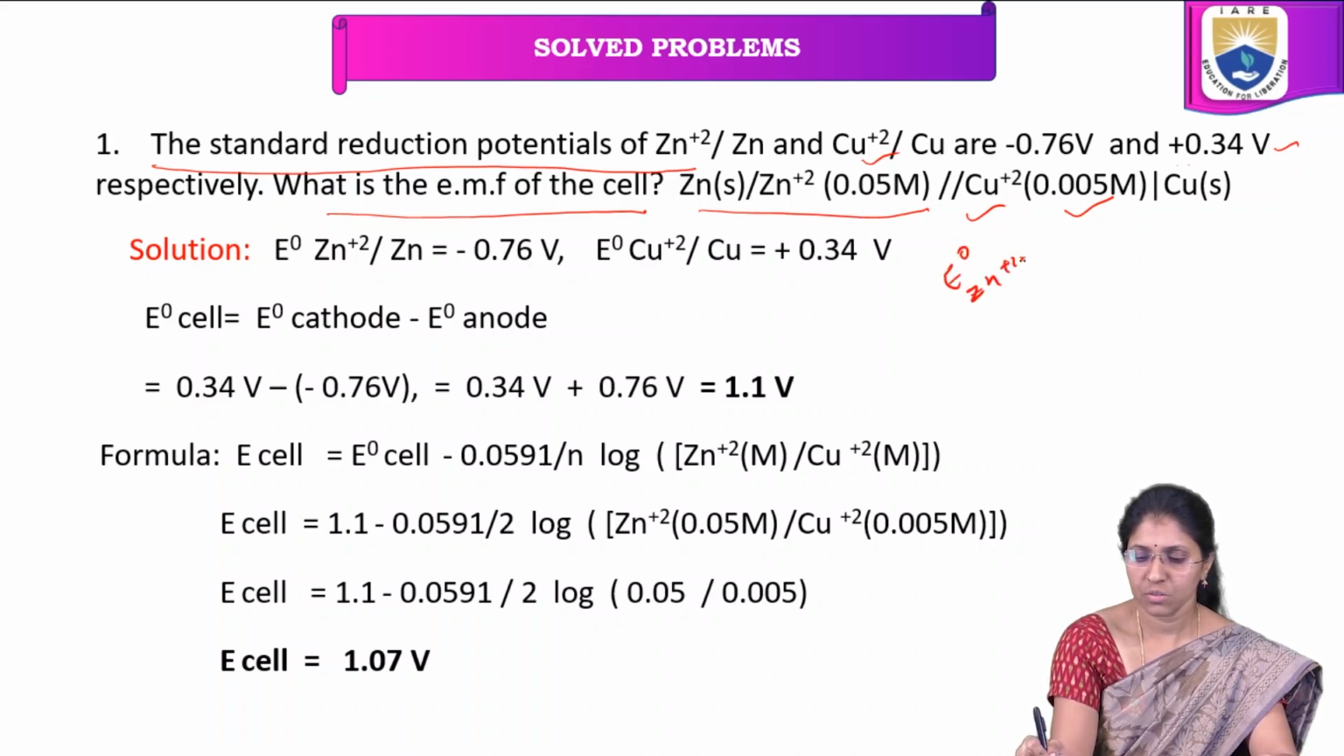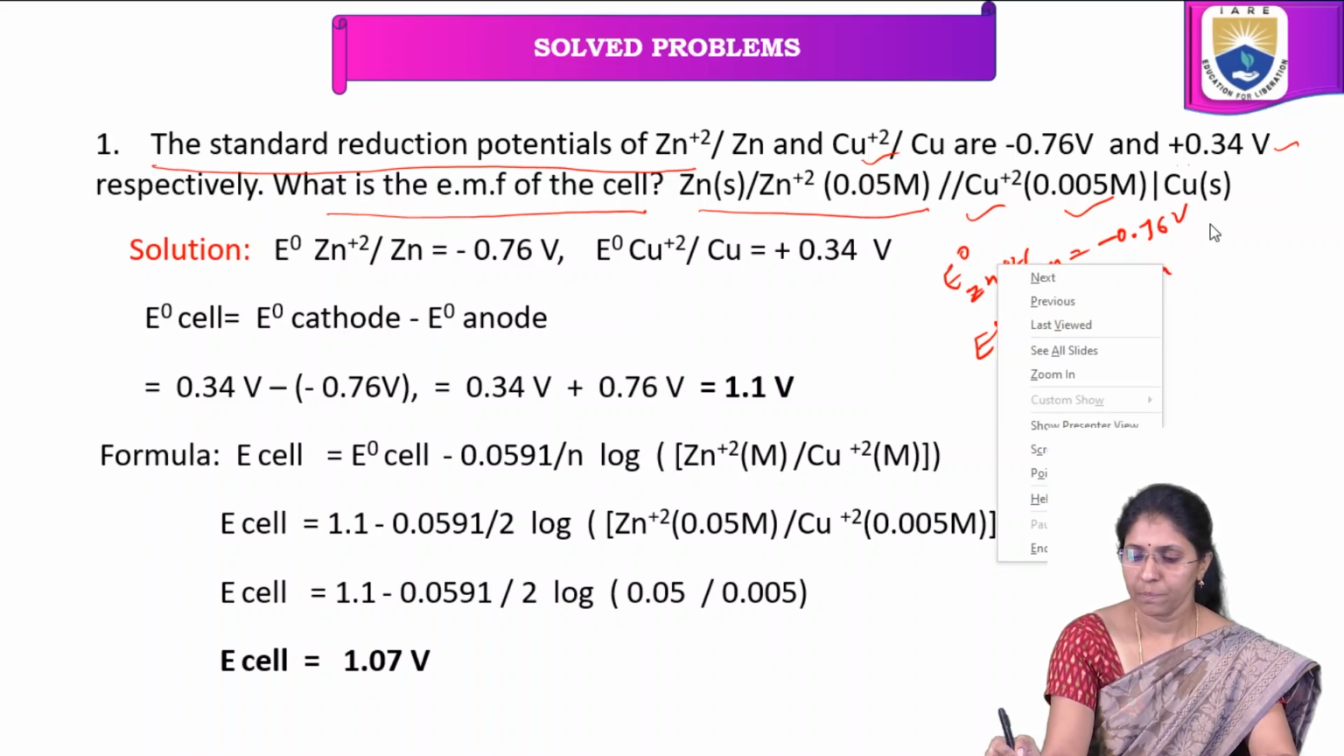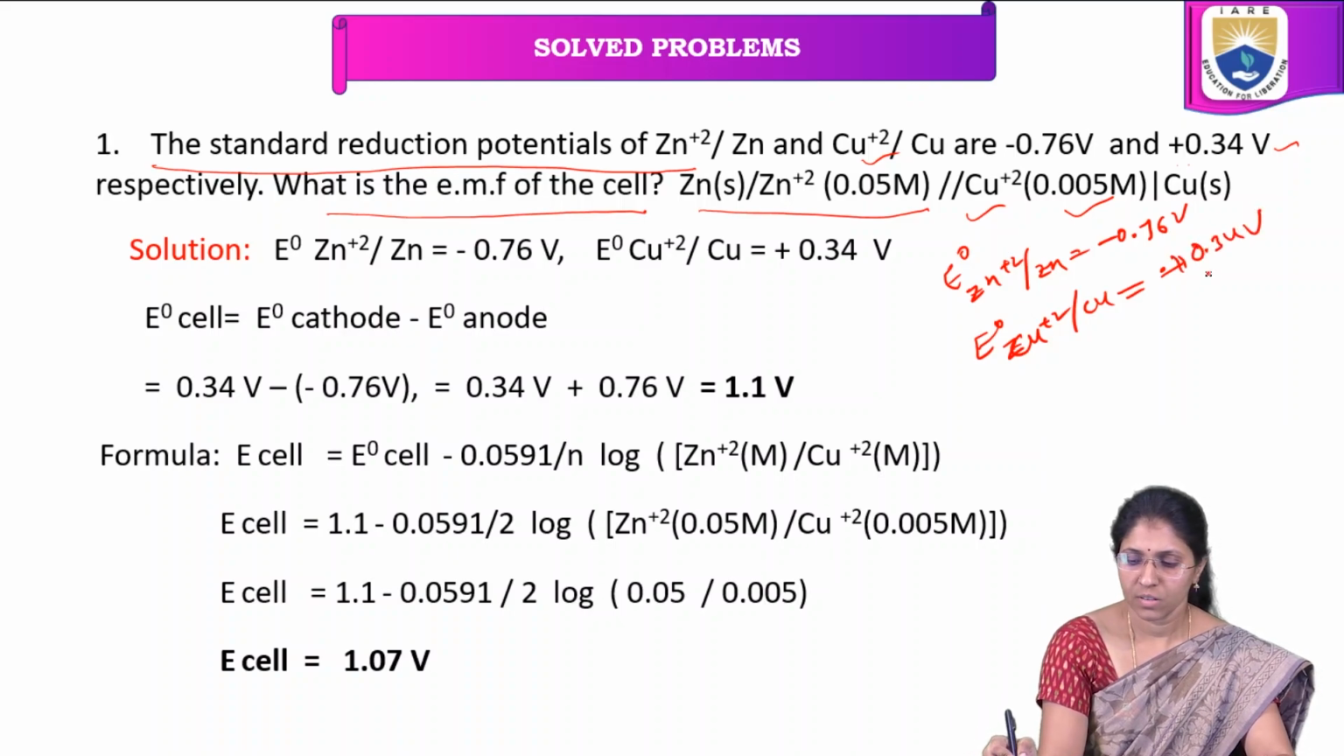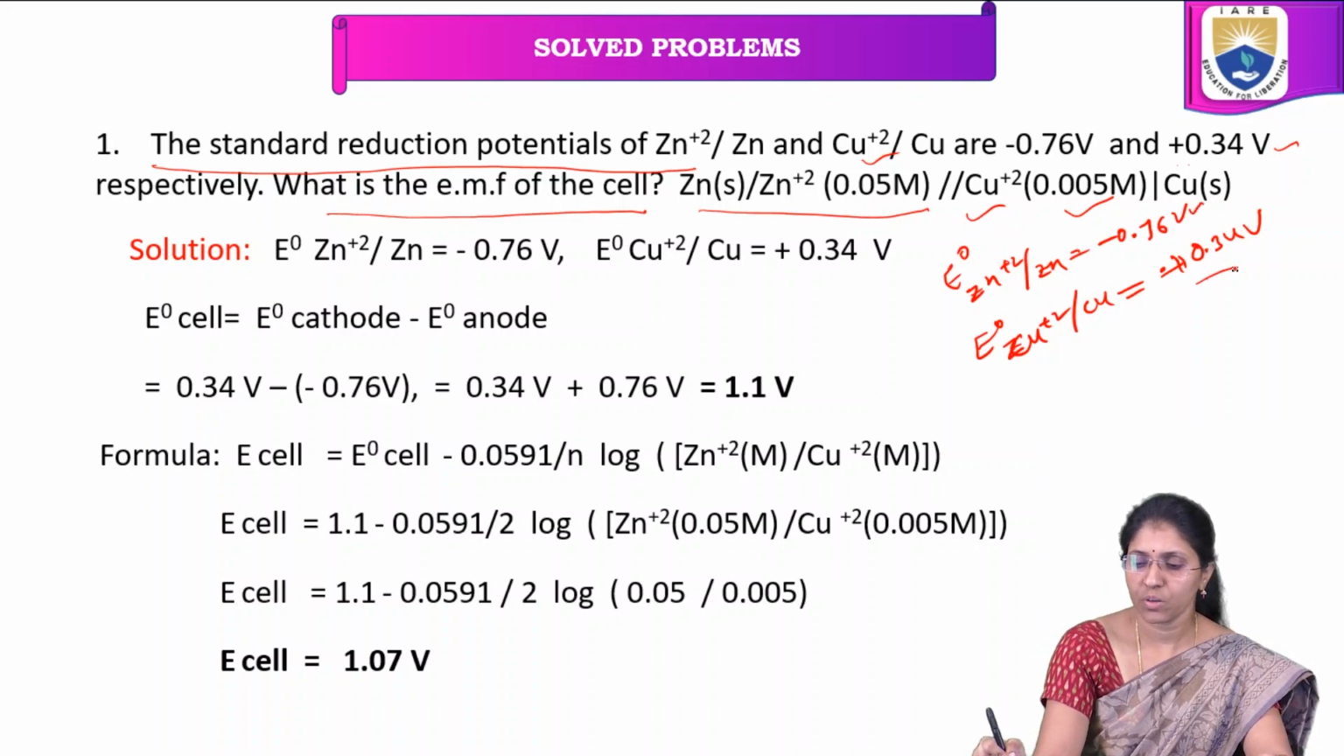E of Zn2+/Zn equals minus 0.76 volts. E of Cu2+/Cu reduction potential is plus 0.34 volts. Here this one has a negative value and this one has a positive value, meaning the standard reduction potential of copper is more than that of zinc, so copper acts as the cathode and zinc acts as the anode.